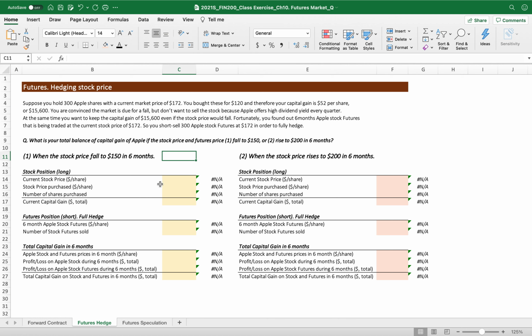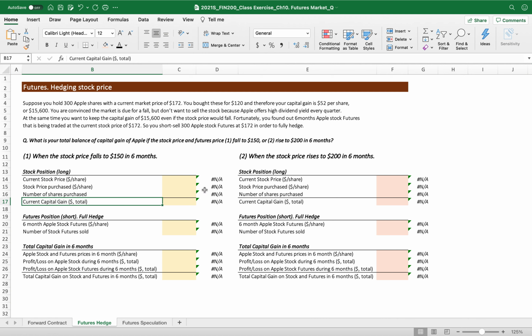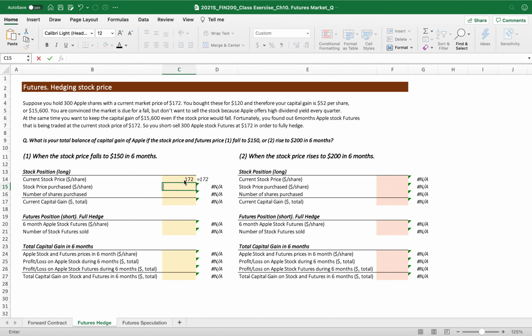So let me explain in the tables what would be the effect when the stock price actually falls to 150 in 6 months. The current stock price is as indicated, 172. The strike price, the purchase price: how much is the purchase price? Right, 120. And then the number of shares purchased was 300 shares.